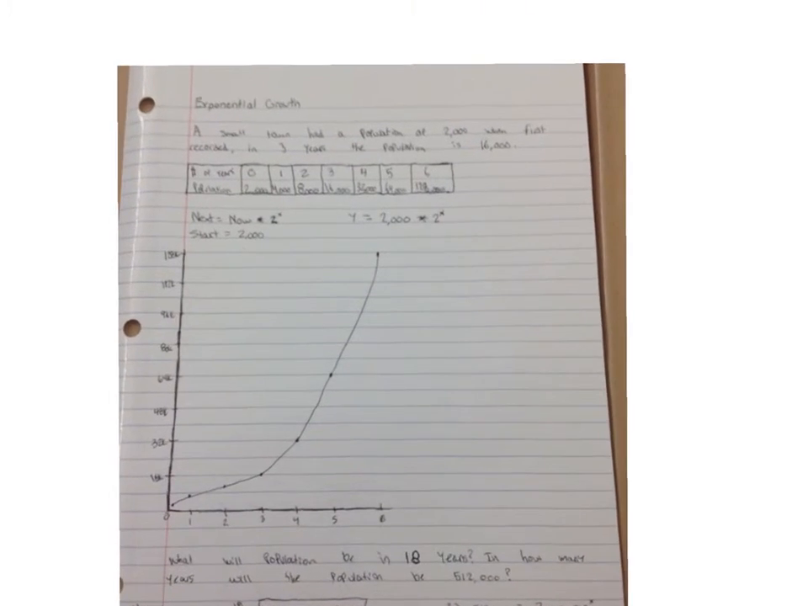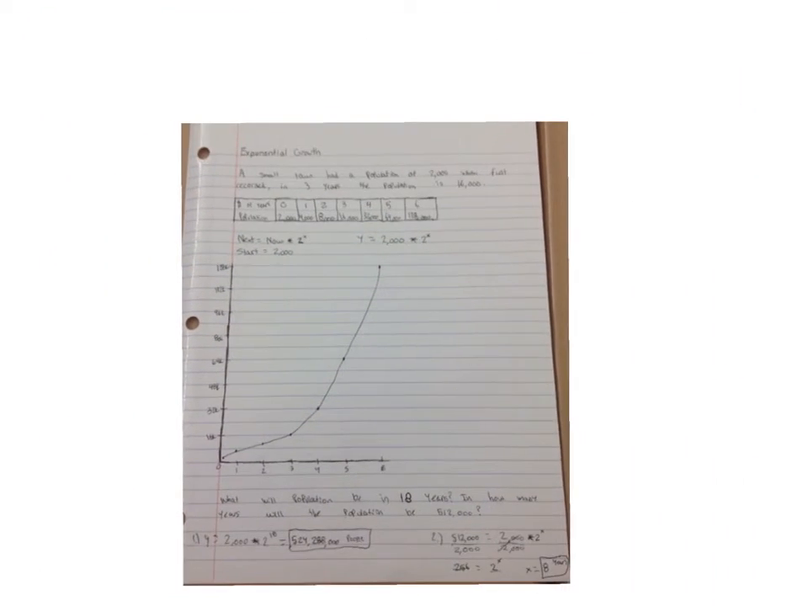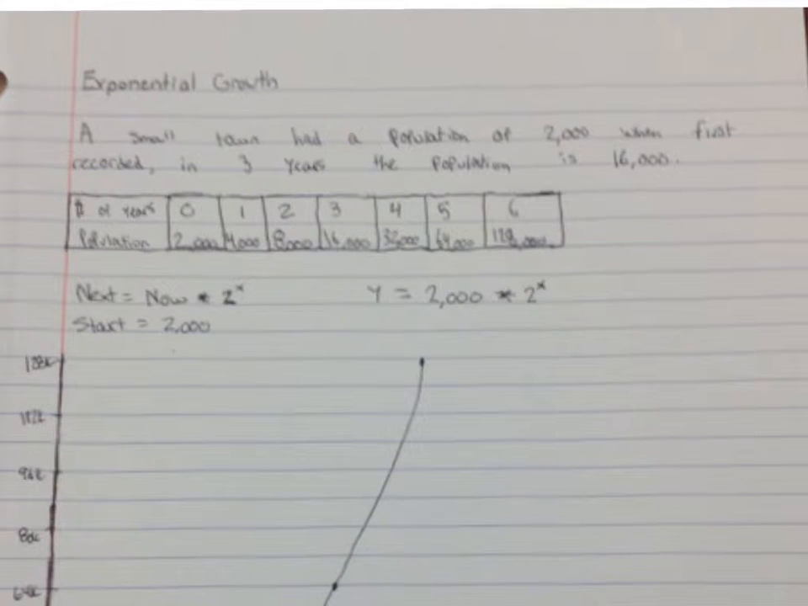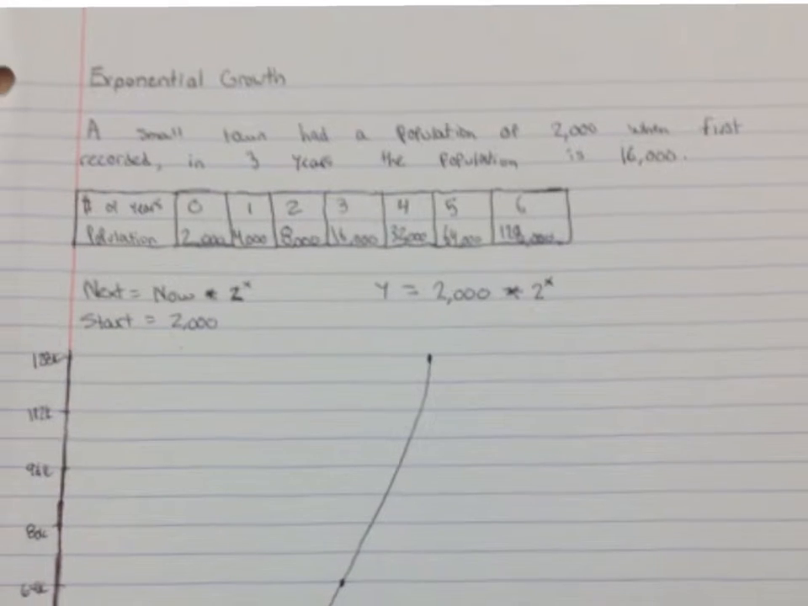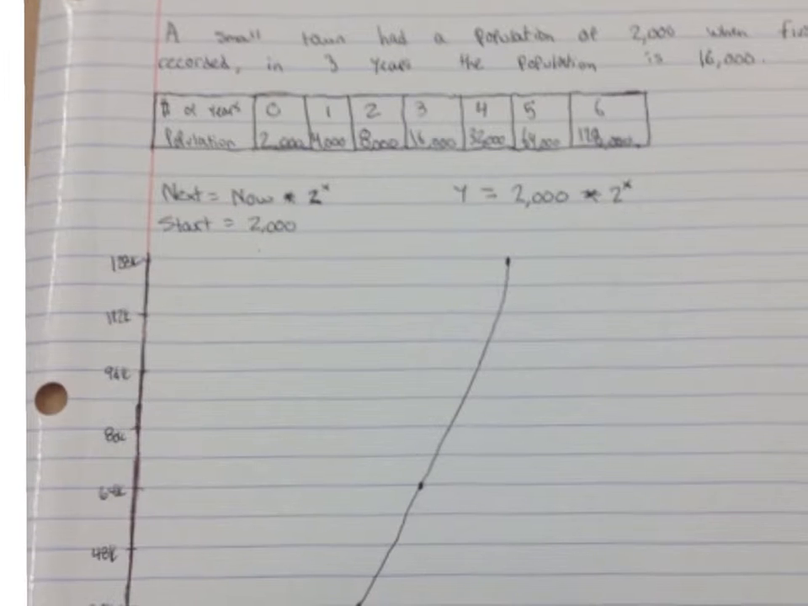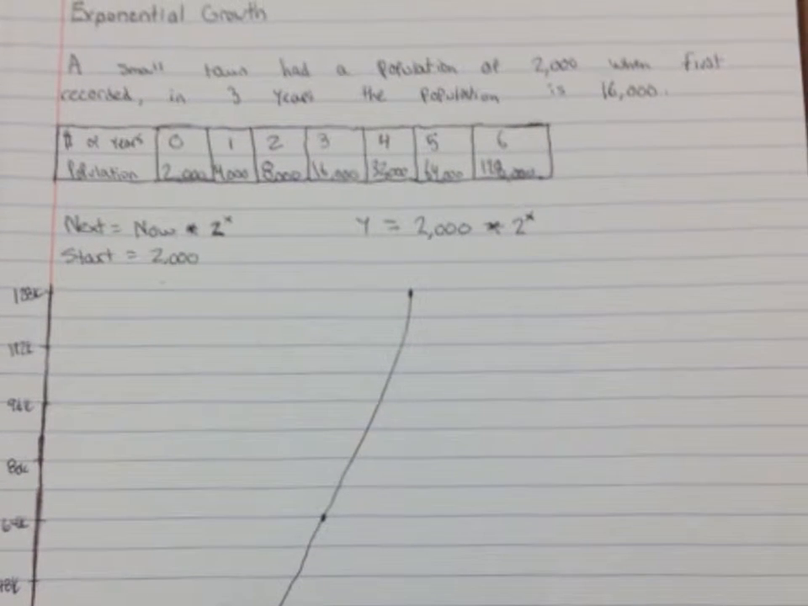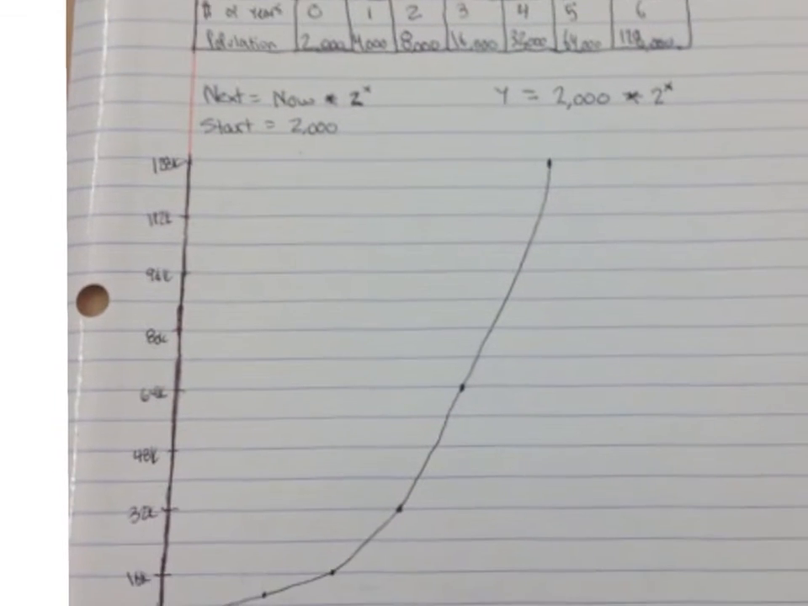My second problem is the exponential growth, and it is a small town with a population of 2,000 when first recorded, and in 3 years the population is now 16,000. And in my graph, you can see the start value is 2,000, and it doubles each year. My next-now equation is next equals now times 2 to the x power, with a start value of 2,000, and my explicit is y equals 2,000 times 2 to the x power.